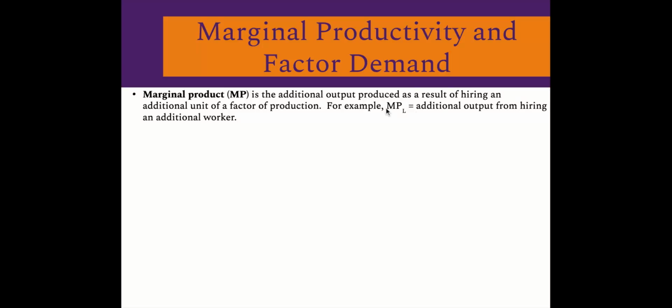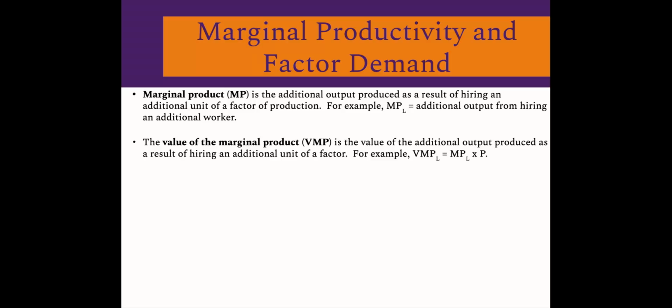You'll always see it as MP, and then they have this subscript L that always means labor. If they do it with LA, that means land. And if they do it with C, and sometimes K, that means capital. One more unit of land, one more unit of capital. We'll talk about those a little bit more next class.